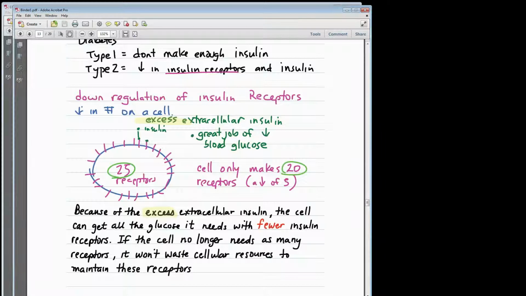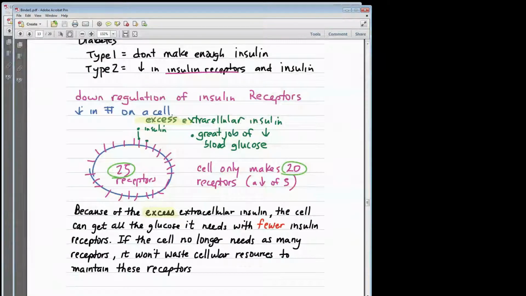Downregulation of insulin receptors is when you get fewer receptors on the cell wall. It starts to decrease because of excess ligands. Like, if you have excess ligands, you don't need as many receptors to have the same cellular response.